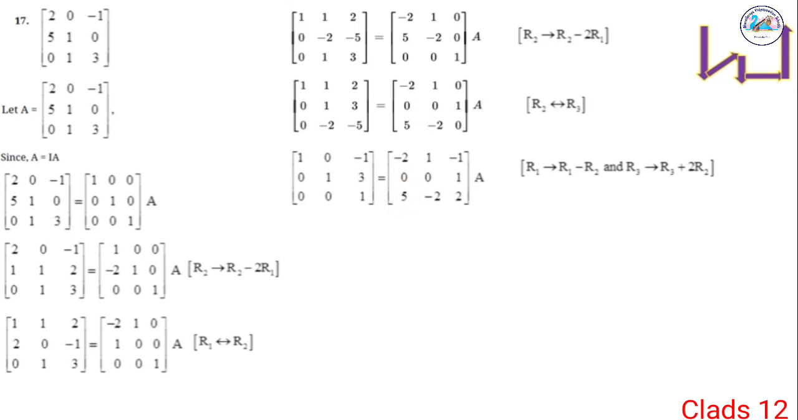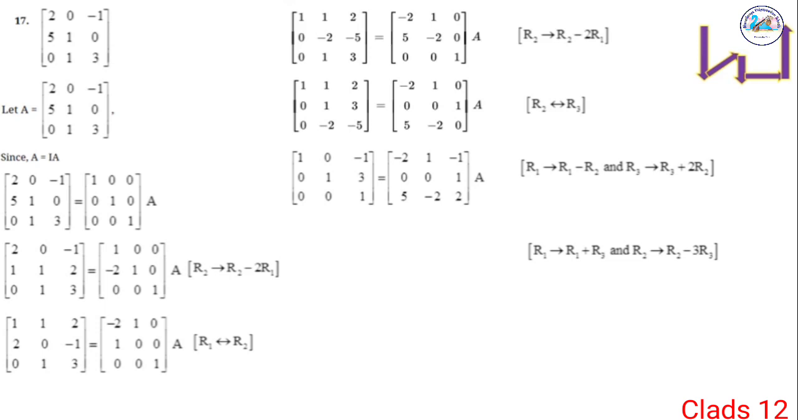Next, minus 2 plus 2 into 0. Minus 2 plus 2 into 0 is minus 2. Next, 0 plus 2 into 1. 0 plus 2 into 1 is 2. Next, we have to move on to another transformation, that is R1 changes to R1 plus R3.